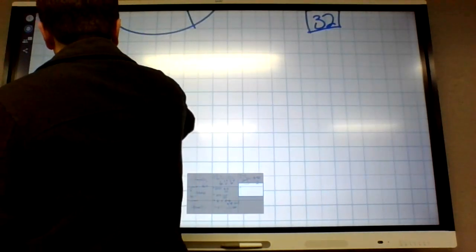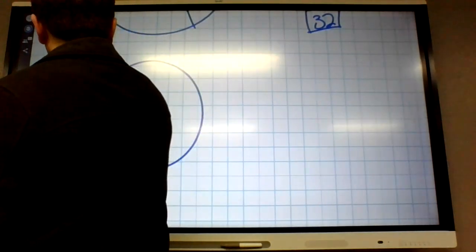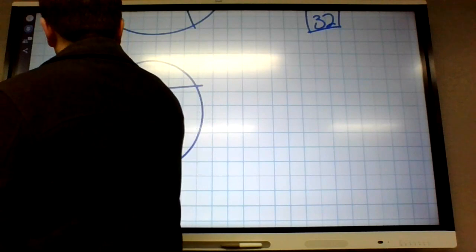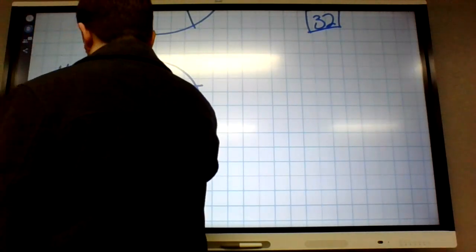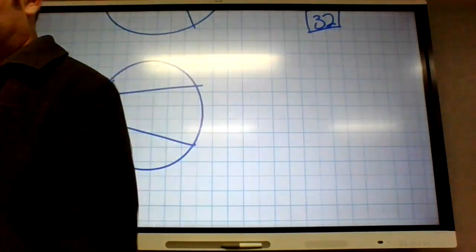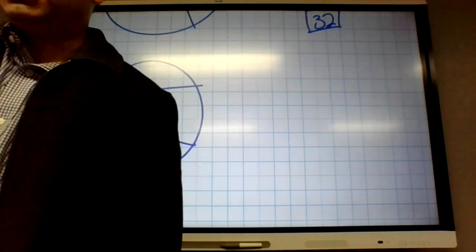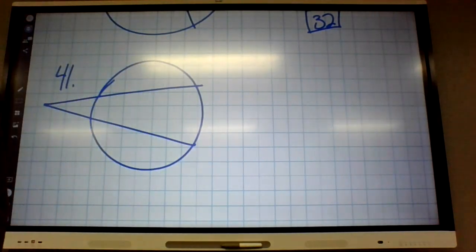So is that the equation you ran on 40? Yeah, but you have to use the letters, not just the numbers. Use the lowercase letters, like use lowercase m instead of like segment PQ.